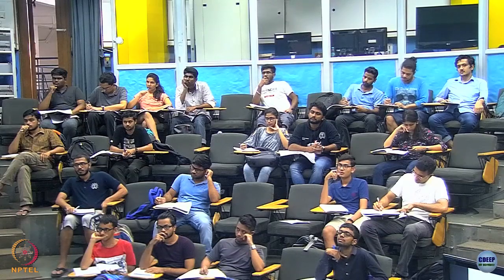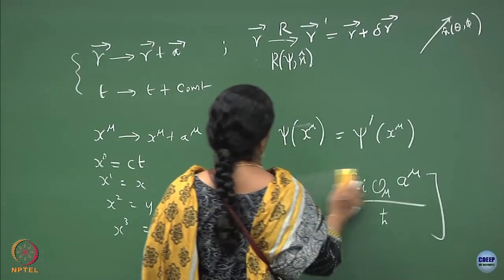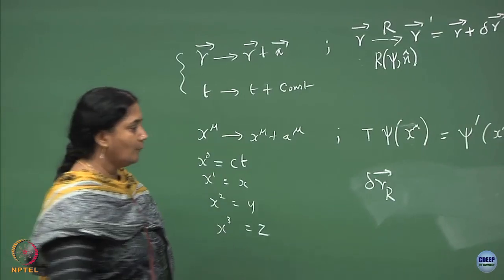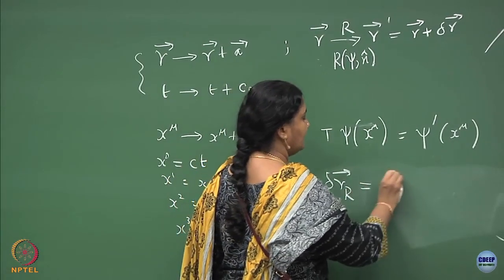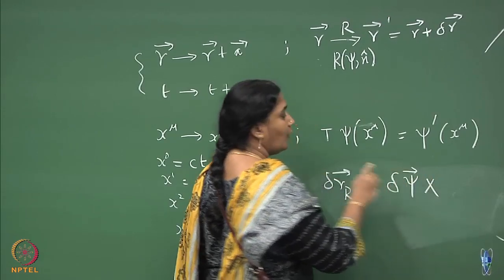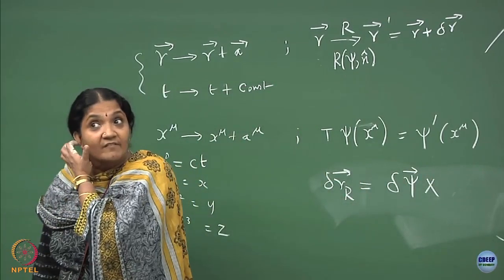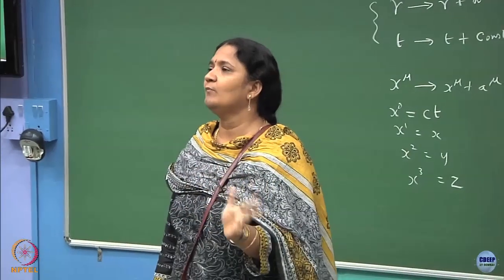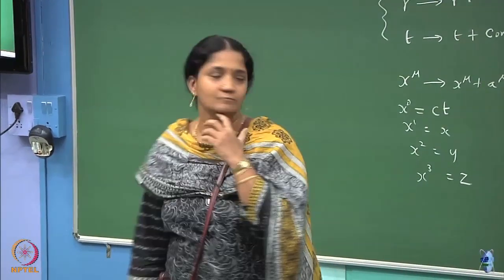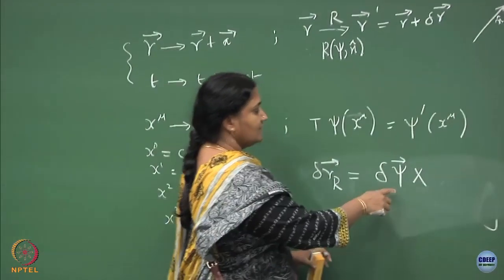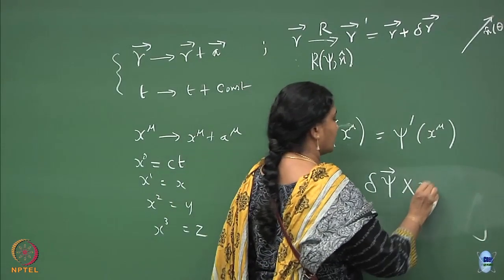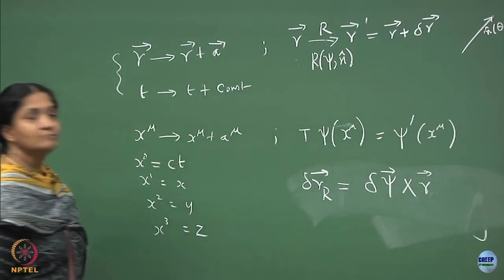So that brings me to writing this delta r under rotation about an arbitrary axis can be written as delta psi. This is now an angle which is a vector in the sense that you can resolve it into components about z axis, x axis and y axis. So this is psi along an arbitrary n hat axis cross r vector. Okay, are you all with me?